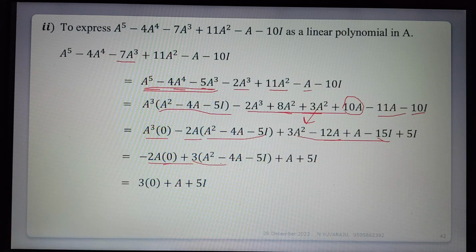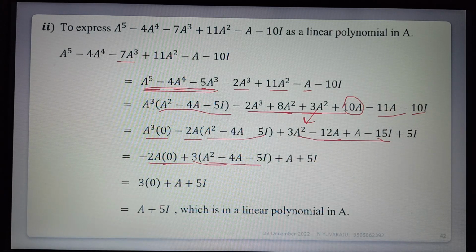Next 3 into this is also 0 కదా, 0 plus a plus 5i, 0, a plus 5i. ఇక్కడ total fifth degree polynomial will be converted to a plus 5i. This is a linear polynomial in A. So this is the required result.